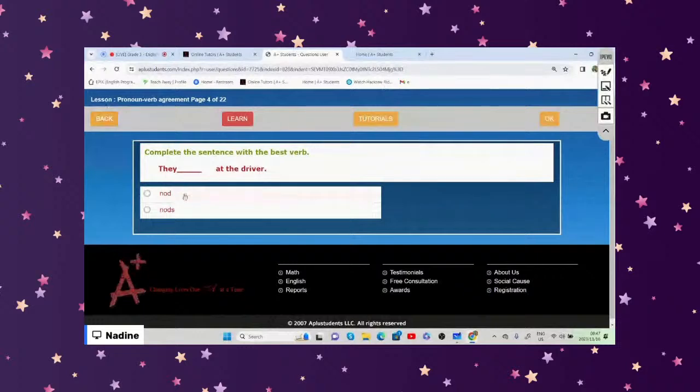And they nod or they nods at the driver? All right, so we can say they nod at the driver.